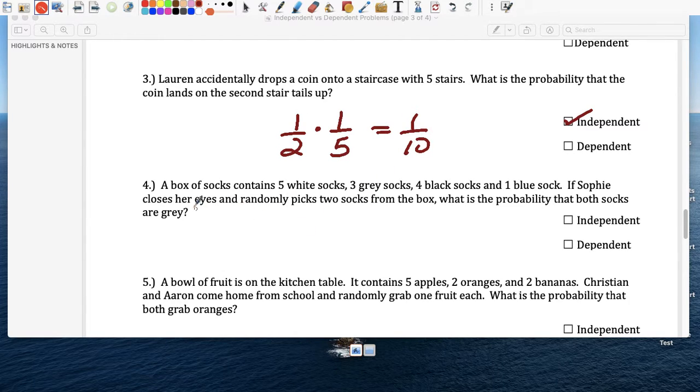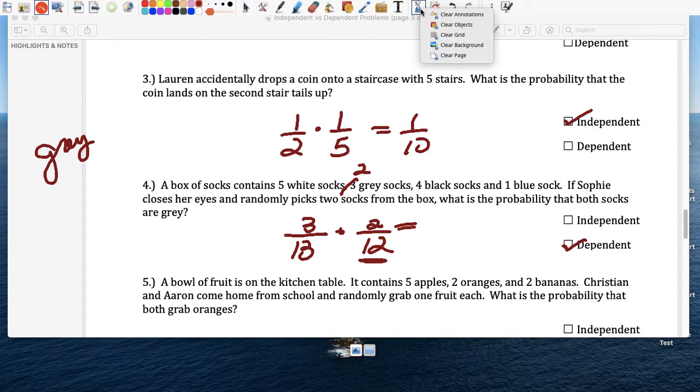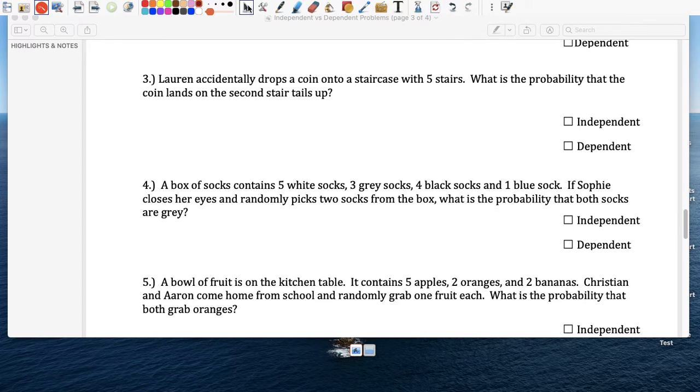Socks. She closes her eyes and randomly picks 2 socks. What's the probability that both socks are gray? Well, again, dependent. What's the probability that it's gray on the first try? 3 out of 13. So let's say she takes a gray sock and puts it here. There are no longer 3 grays, there are 2 grays, and your total has definitely changed. It's now 12, so that's definitely dependent. You notice that the total definitely changed, so the first event played a role in the second event.